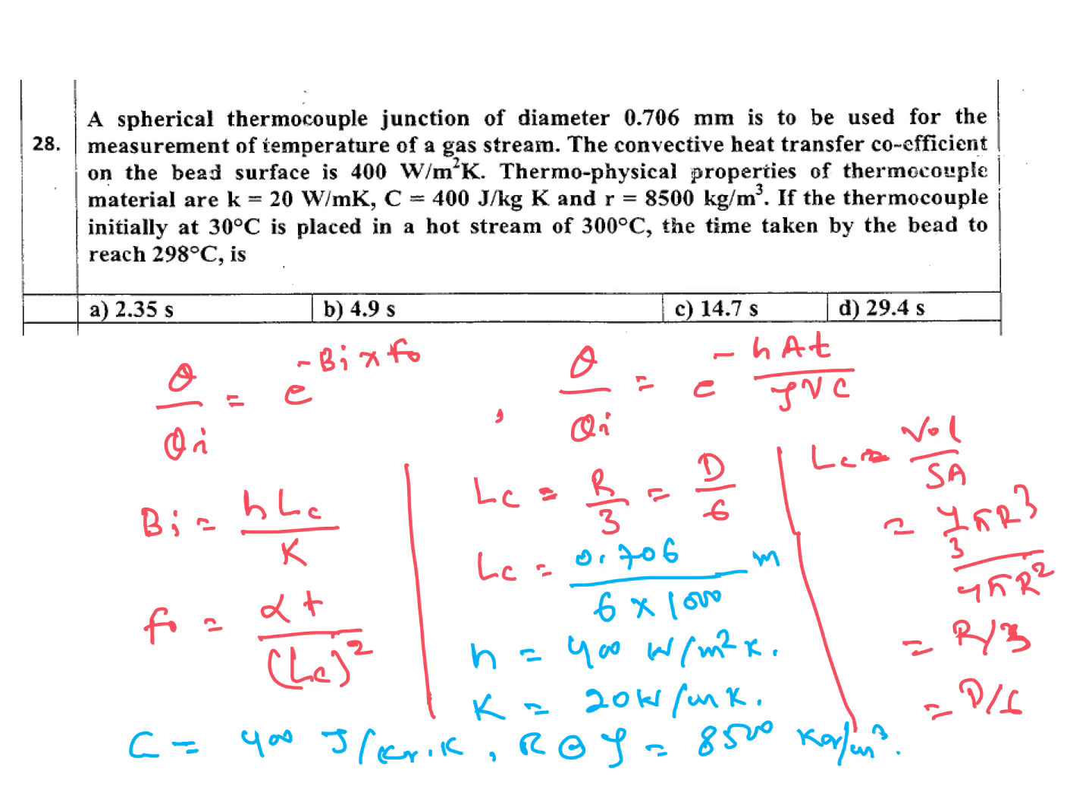And theta and theta I: theta is the final temperature difference, 298 minus 300, it will come minus 2 degrees Celsius. Theta I is the initial difference, 30 minus 300, it will come minus 270 degrees Celsius. So we'll do the other part.